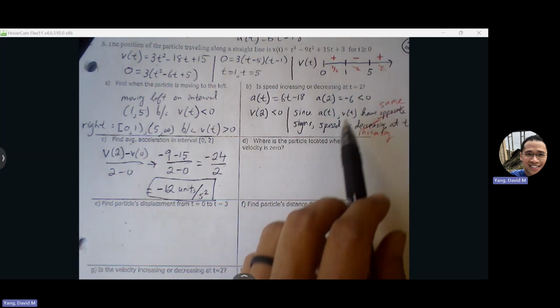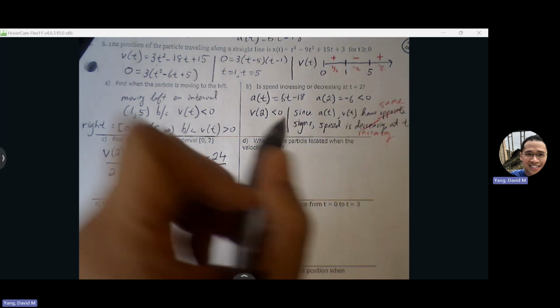So t equals 1 and t equals 5, so just find the location at these moments of time.